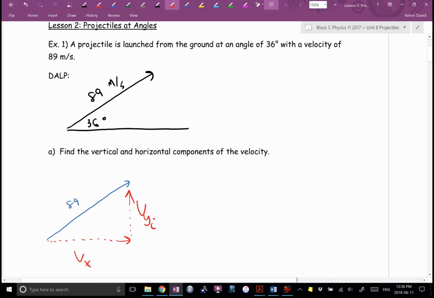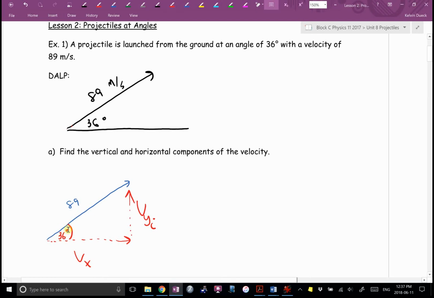Which one did I put an initial on? Why did I put an initial on the x? What's the horizontal acceleration? Who remembers? 0. So horizontally, that's not going to change. But vertically, it's going to slow down. At the top for a split second, what will its vertical velocity be? 0. And then it's going to speed up, become negative, become bigger negative, until it hits the ground again.